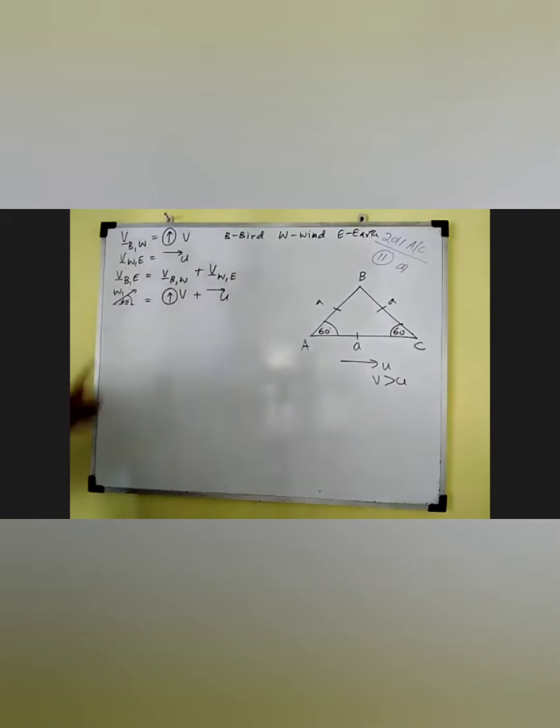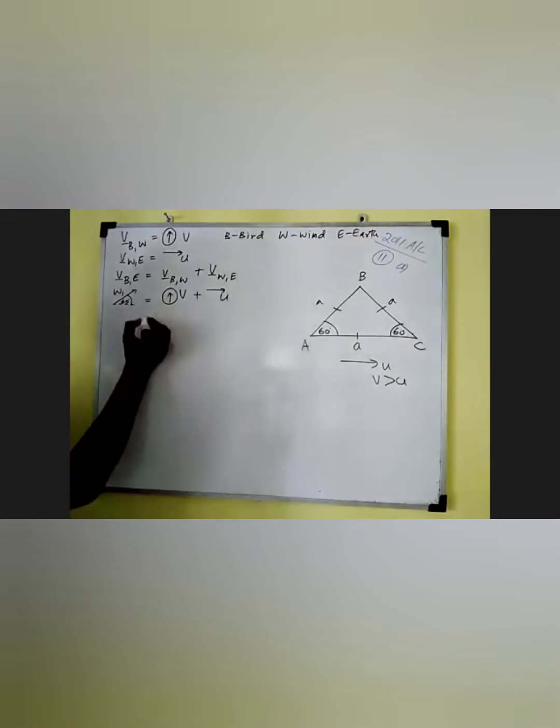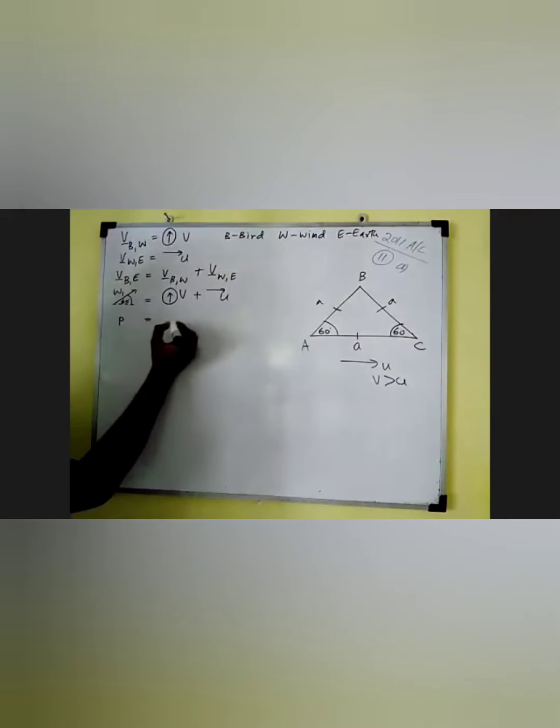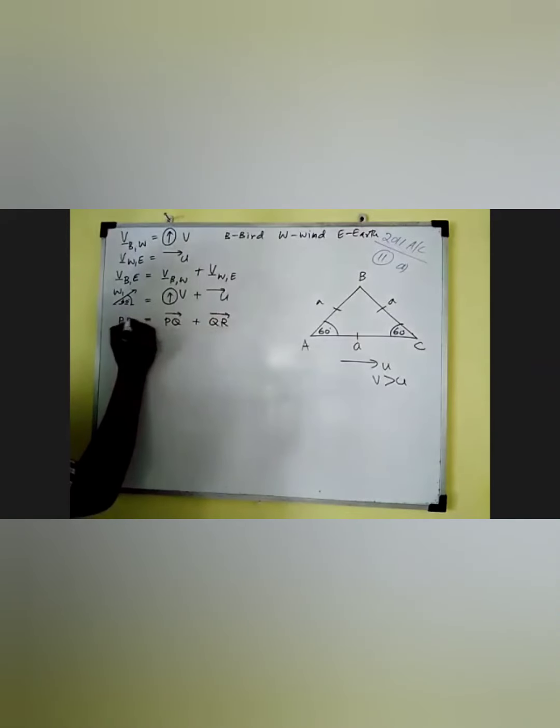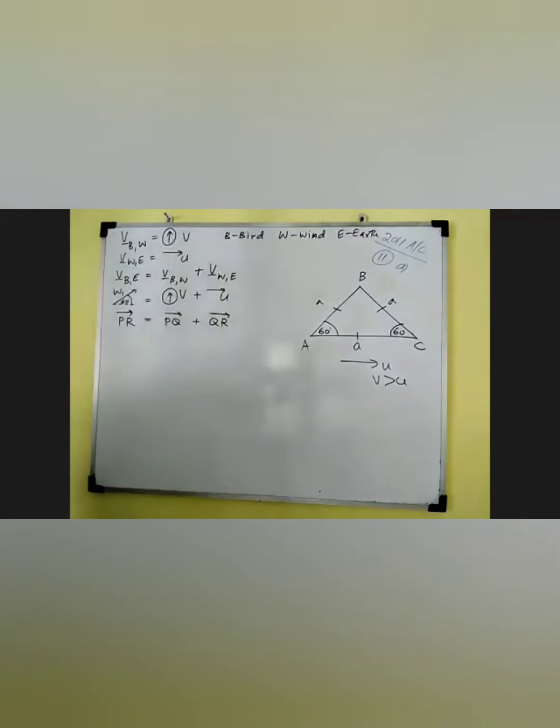Now I have to give letters to represent these three vectors. So this is PQ vector, QR, this should be PR. Okay, first part done. Now I have to construct the velocity triangle using the circle method.